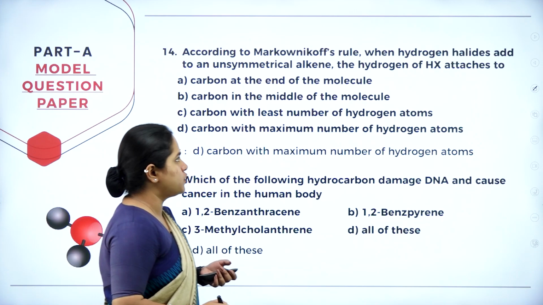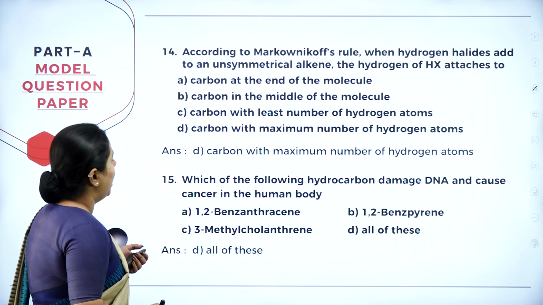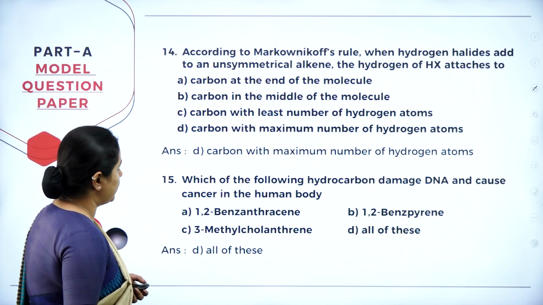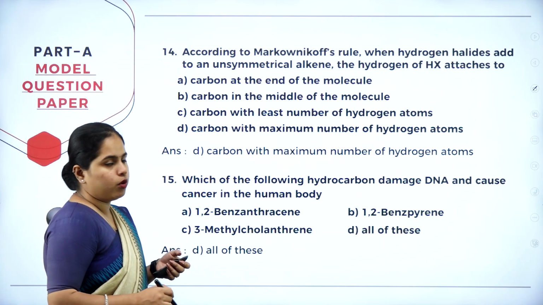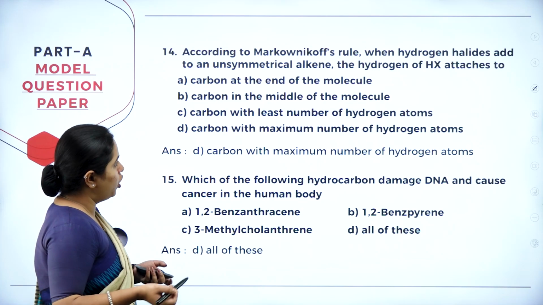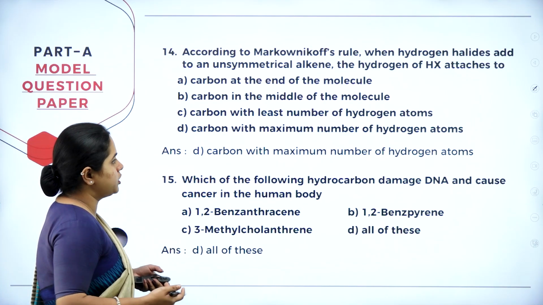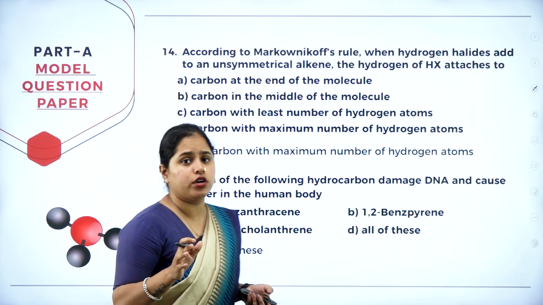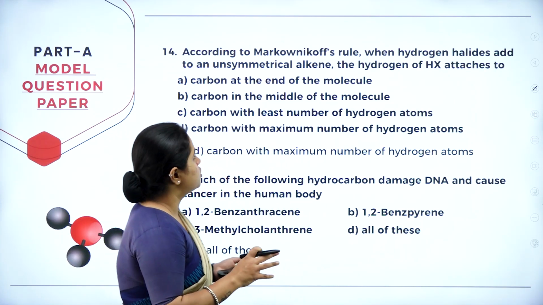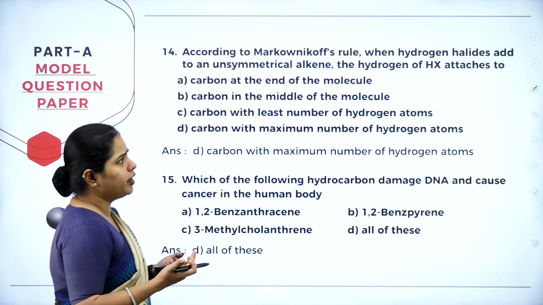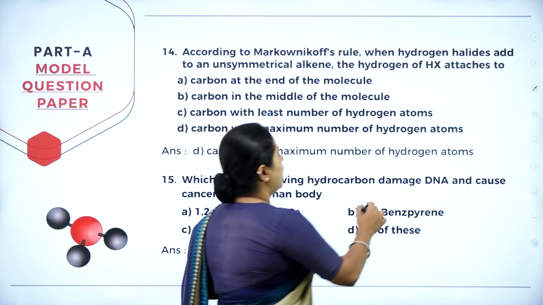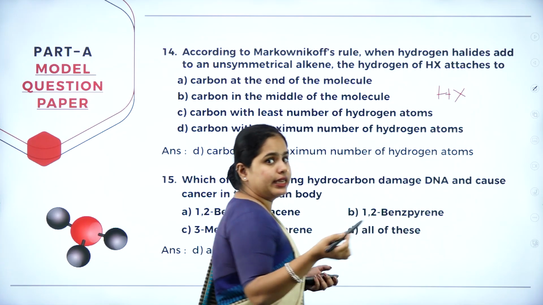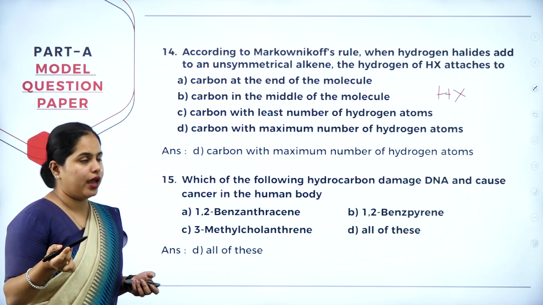According to Markovnikov's rule, when hydrogen halides are added to an unsymmetrical alkene, the hydrogen of HX attaches to the carbon at the end of the molecule, the carbon in the middle of the molecule, the carbon with the least number of hydrogen atoms, or the carbon with the maximum number of hydrogen atoms. So, it is very, very important to read the question carefully. What does the question say? According to Markovnikov rule, when hydrogen halide HX is added to an alkene.